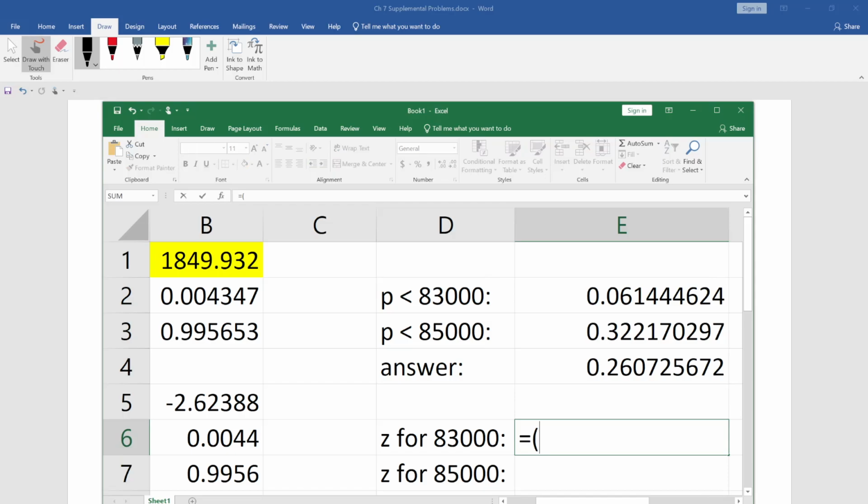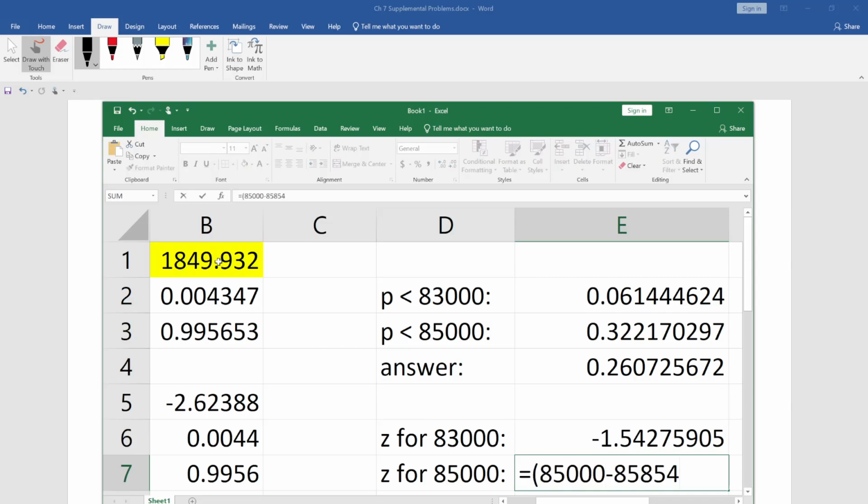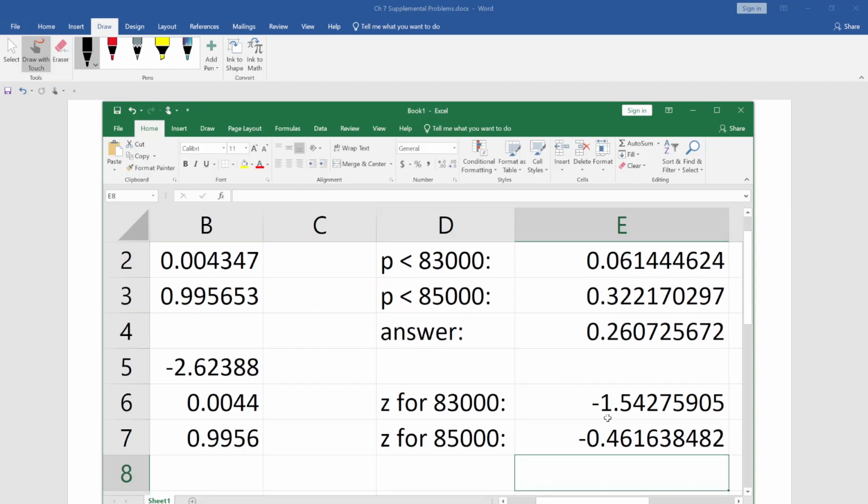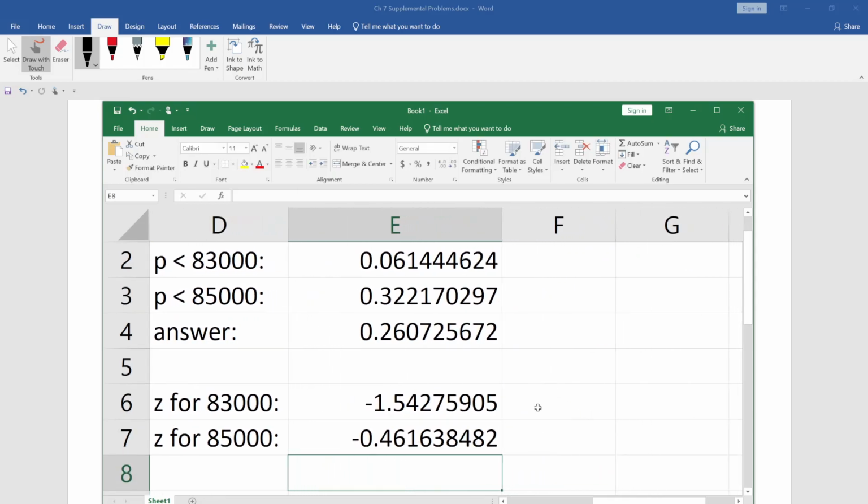The z-score for 83,000, here is the math for that, divided by our standard error. And then for 85,000, so I'm now going to look up those two z's in the table to get the probabilities. So first I'm going to look up negative 1.54, and then I'm going to look up negative 0.46.